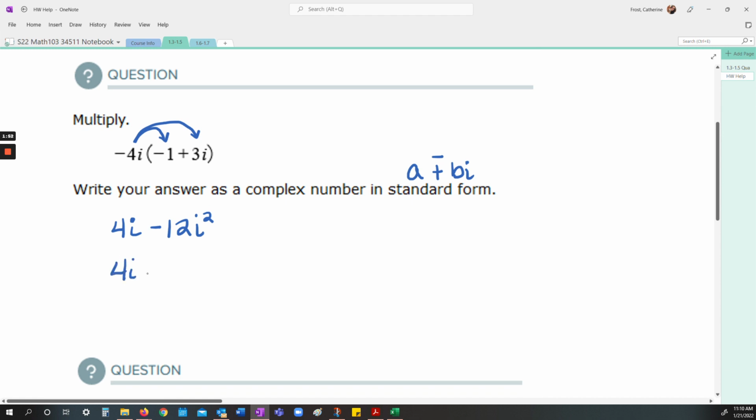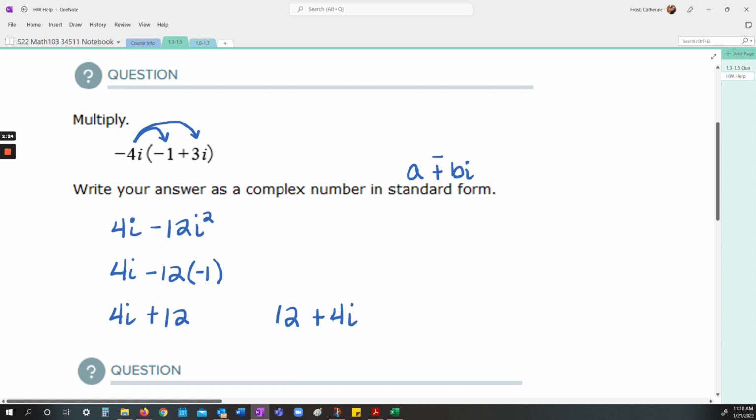So 4i minus 12 times -1. Okay, so we have 4i. Now the -12 times -1, that just changes the sign. So 4i plus 12. And I think Alex will actually take it if you type your answer in like this, in this order. Technically, though, you're supposed to put the 12 first and the part with the i second. So we'll write it as 12 plus 4i for our final answer.